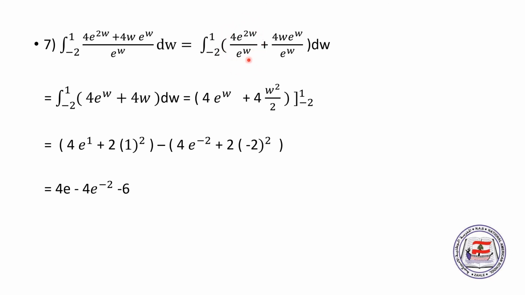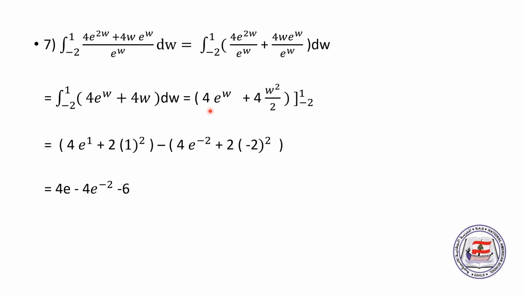So it's integral of minus 2, 1 of 4e to the power 2w over e to the power w plus 4w e^w over e^w, all multiplied by dw. Simplifying the first fraction, we get 4e^w. Simplifying the second fraction, we get 4w. So we can calculate now the integral over minus 2, 1 for this expression.